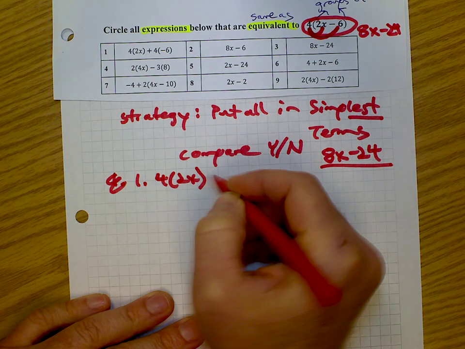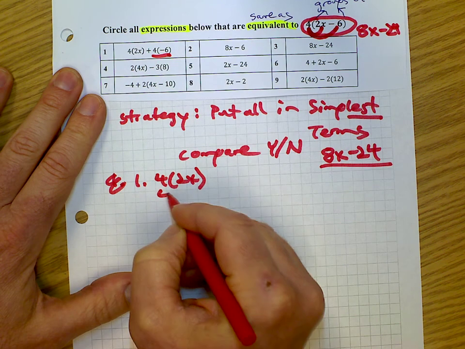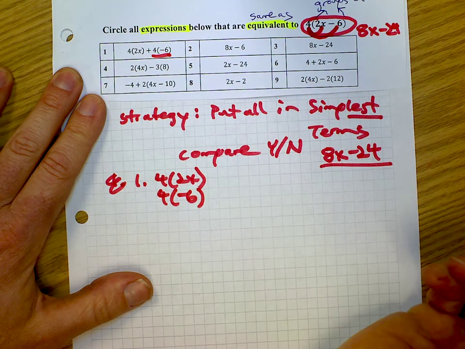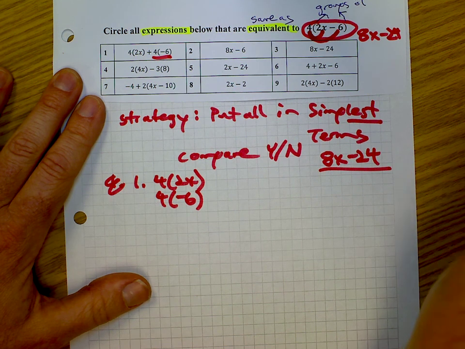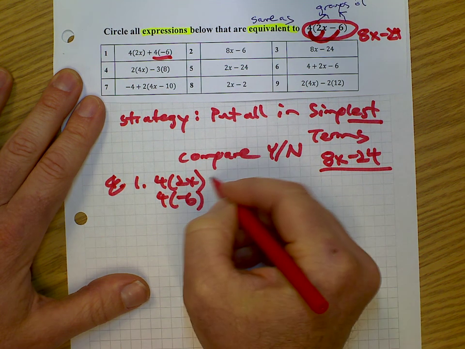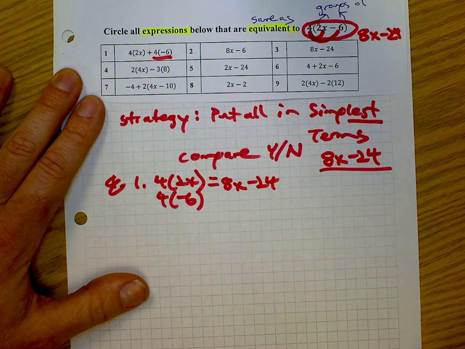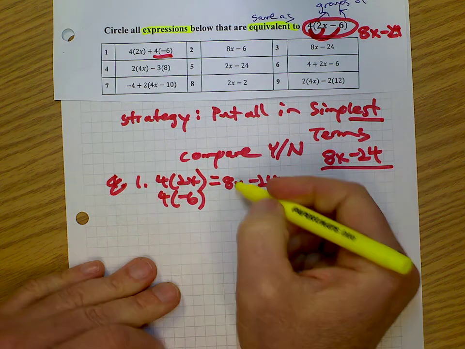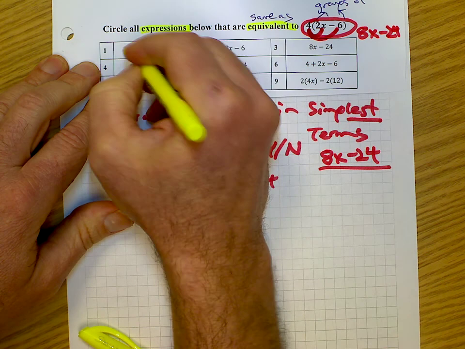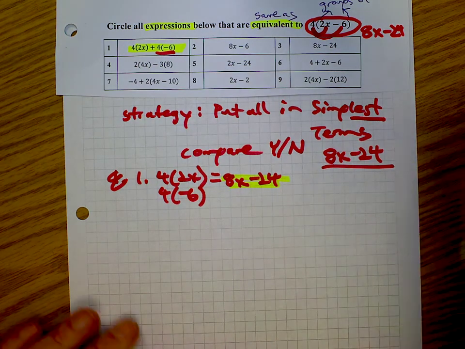Here we go. 4 groups of 2 bears and 4 groups of 6 Sharpies. I just keep using that to remind you to think of actual things, because I can't put these together. They're 2 different things. So I've got 8x minus 24. Is that the same? Yes! I'm going to highlight all the ones that are equivalent. You might be surprised at how many of them are exactly the same thing.